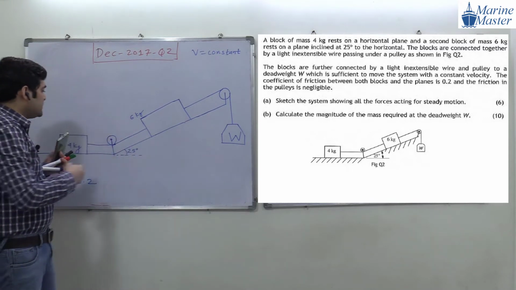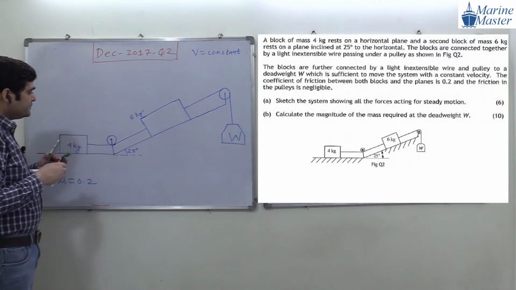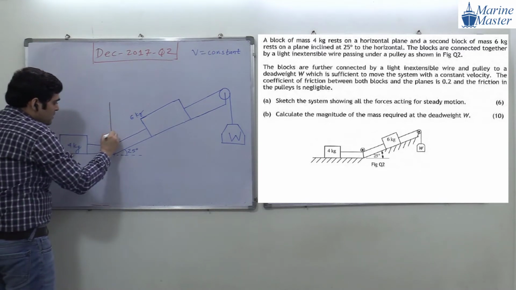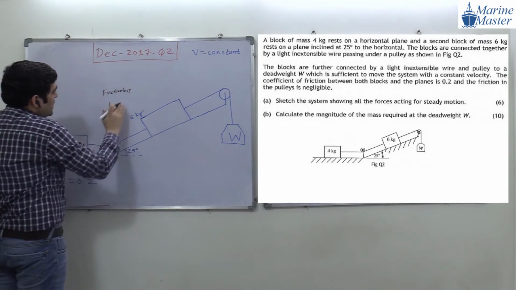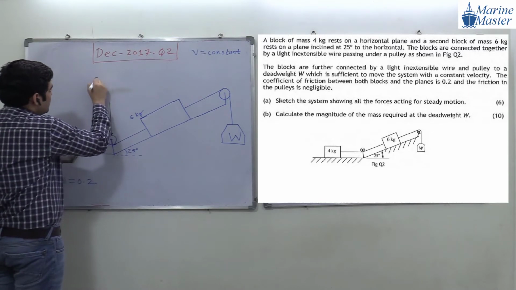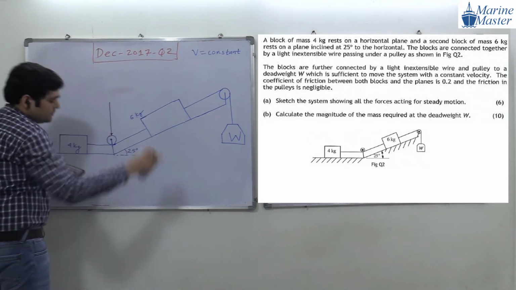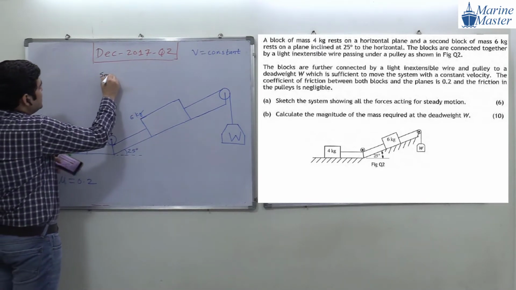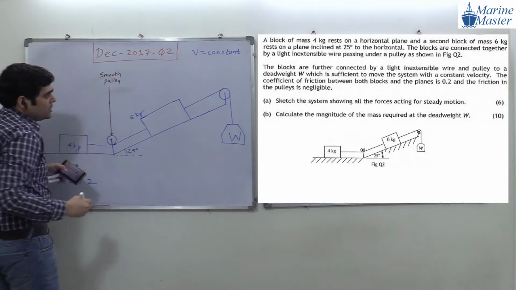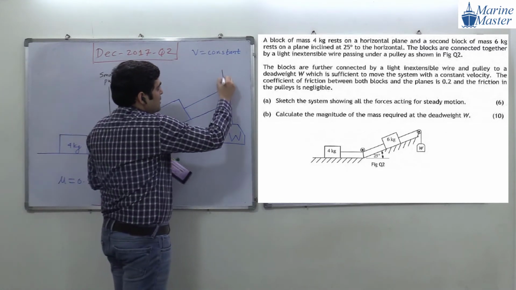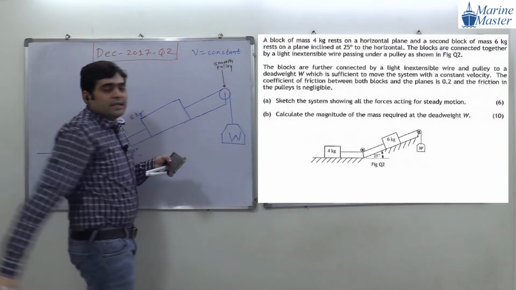This pulley and this pulley, there are a total of 2 pulleys. Friction is negligible means frictionless pulley. In other words, we can say smooth pulley. So there are no friction losses in this scenario. This is also a smooth pulley. This is a very, very important discussion.